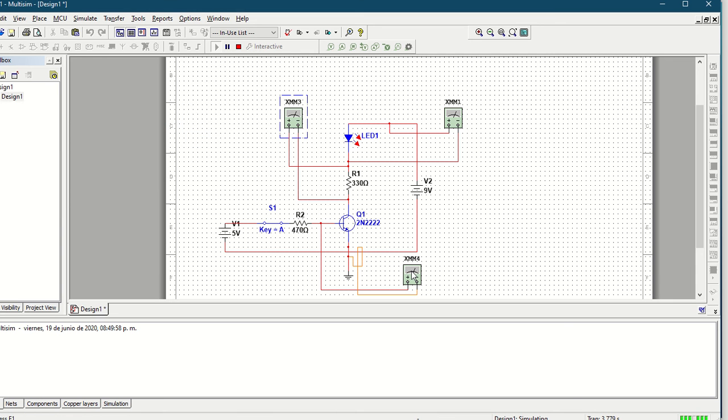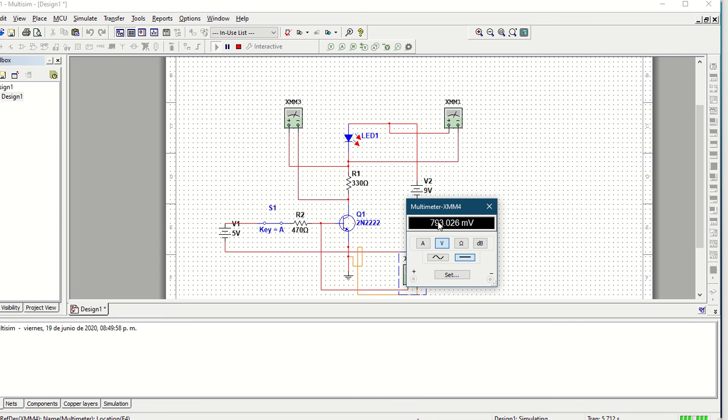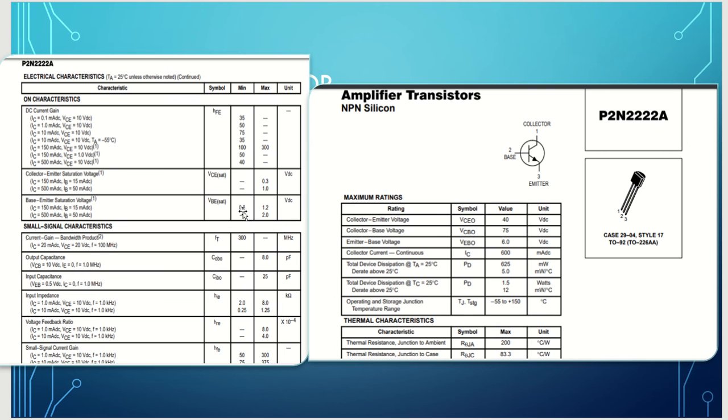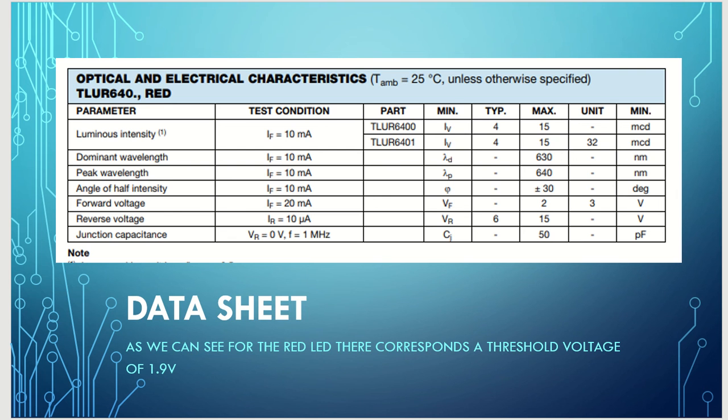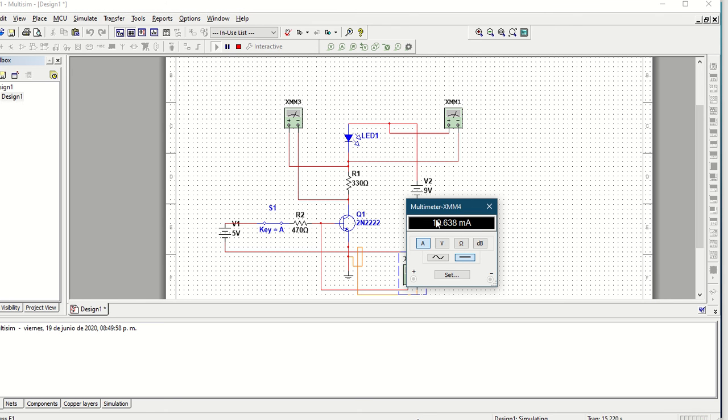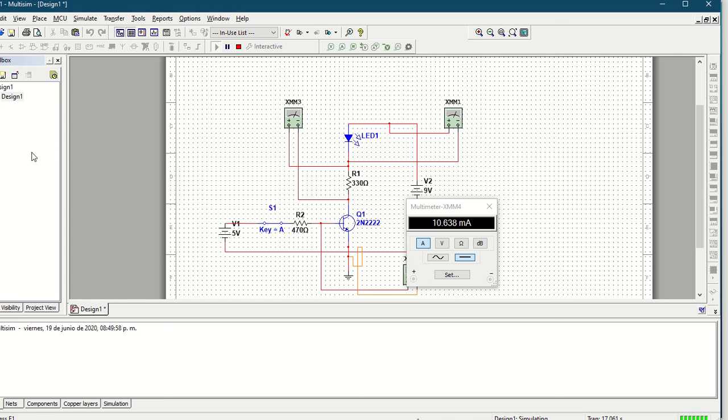Now let's take a look at the base-emitter voltage. Here we have 793 millivolts. On the datasheet, we found that the minimum saturation voltage is 0.6 volts, so it's correct. That's why it is acting as a switch. Now let's take a look at the base current. The base current is 10 milliamps. So that's what we found here.